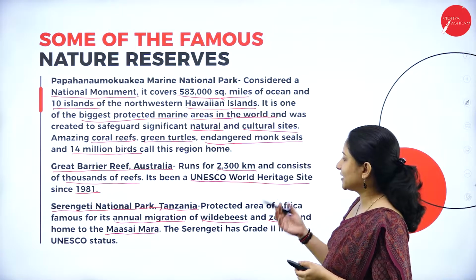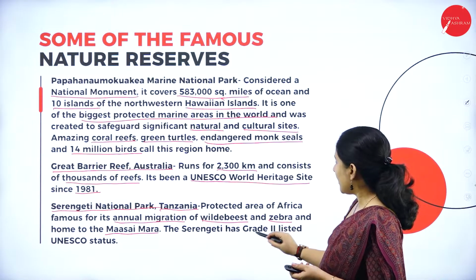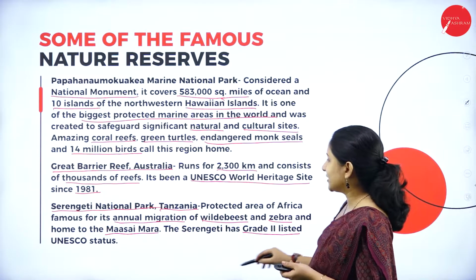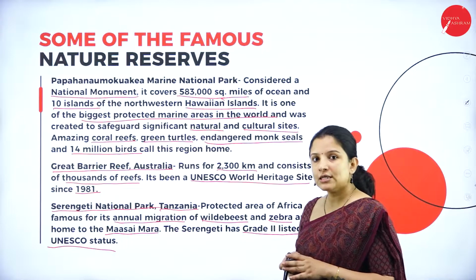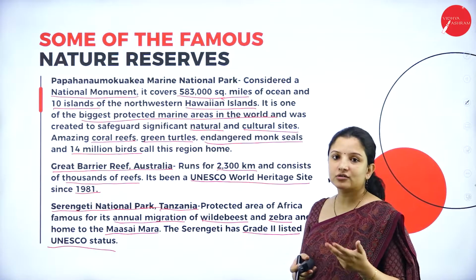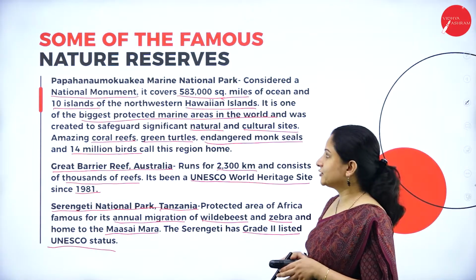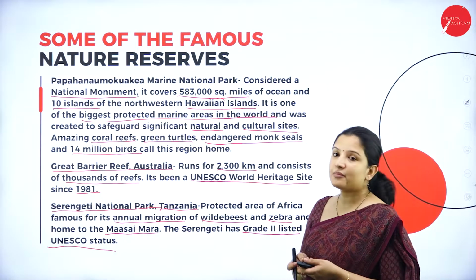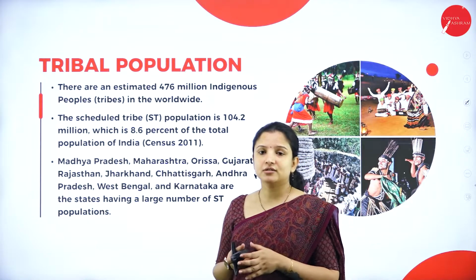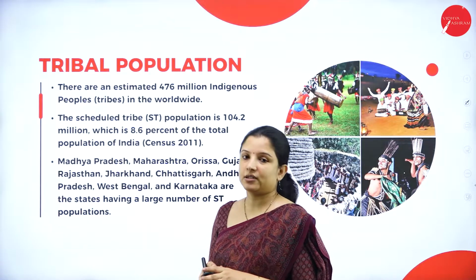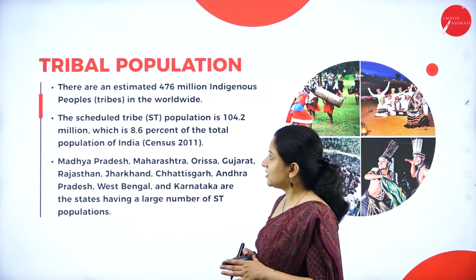and therefore the Serengeti National Park has grade 2 listed UNESCO status. So it is listed under the grade 2 UNESCO status. Therefore it is a UNESCO World Heritage Site as well. So these are some of the famous nature reserves that are there. In some of these nature reserves, human activities are allowed, but in some only research activities are allowed.